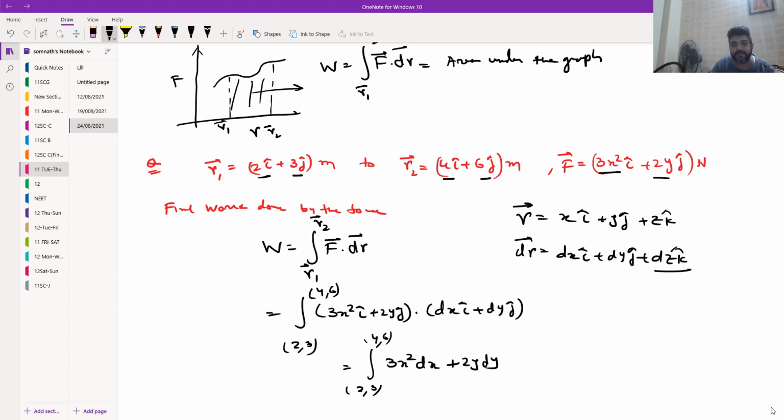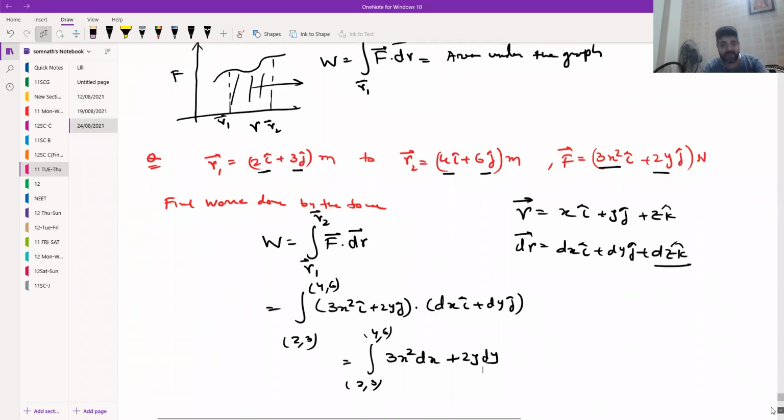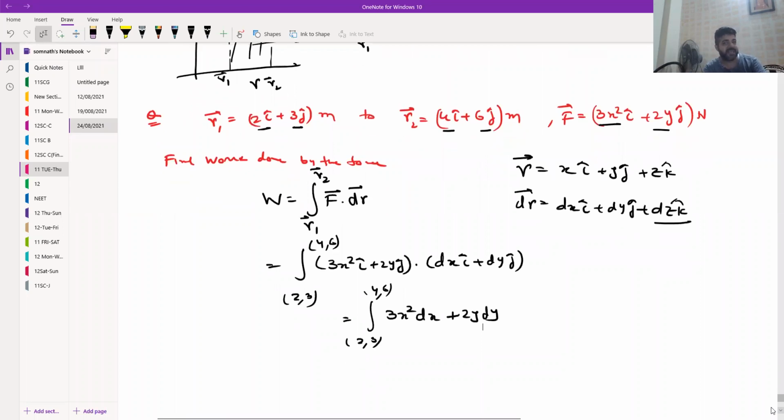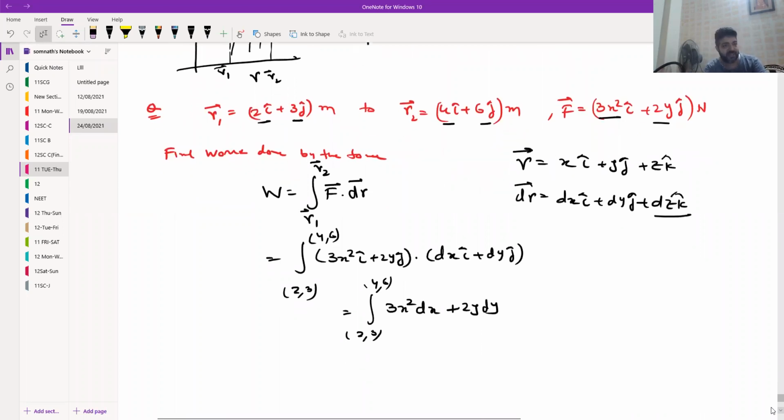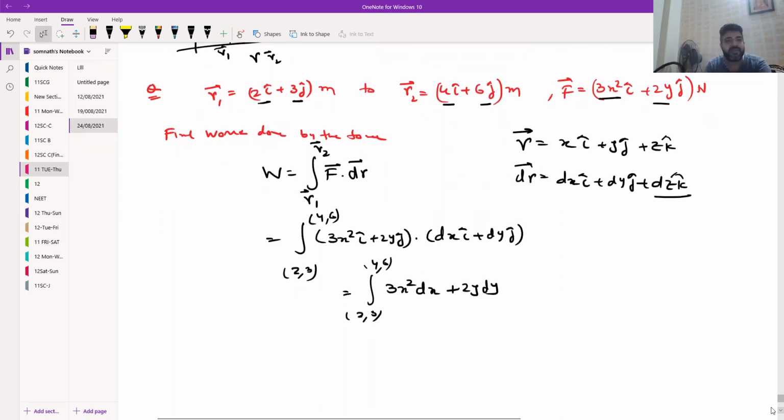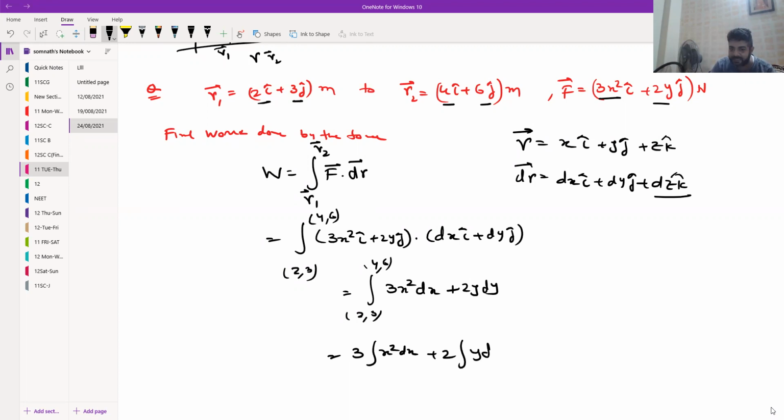If we see it properly, this type of integration is called double integration. If we involve three axes x, y, z, this is called the triple integration. You can say you don't know double or triple integration, because in your syllabus you only have single integration, but it's very simple. Don't make it so complex. Make it 3x square dx, separate 2y dy. So now it's a single integration, but as they are two different variables, that is called the double integration.